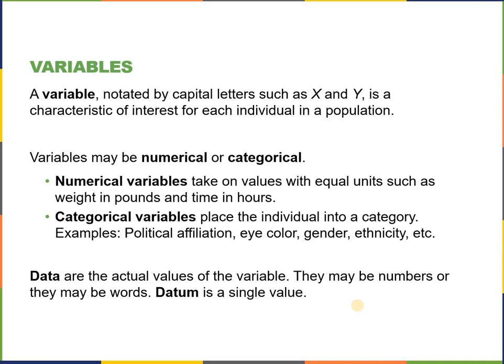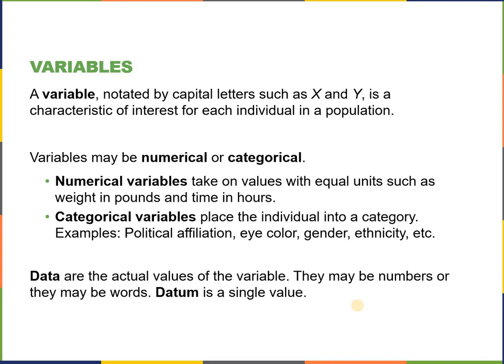Some of these variables, you notice that they are numerical, and some of them were categorical. Of the examples I gave, numerical values could be the weight of the students, the age of the student. Categorical could be the eye color, the type of car they drive. So these are the two types of variables that we're going to discuss. Numerical variables take on values with equal units such as weight in pounds and time in hours, etc. Categorical variables place the individual into a category. For example, political affiliation, eye color, gender, ethnicity, etc.